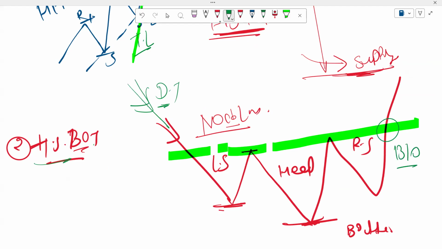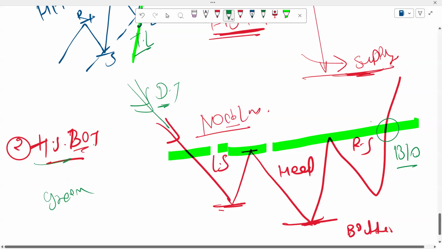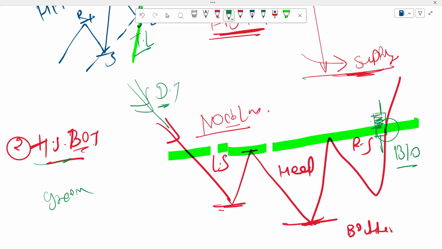I told you breakout. How will you confirm the breakout? Breakout will happen with a green candle. The majority of the candle has to be above this neckline. Your candle has to be like this. Then this is a confirmed breakout, and your target will be this head height. Whatever height this is, you can keep a target of the same height.